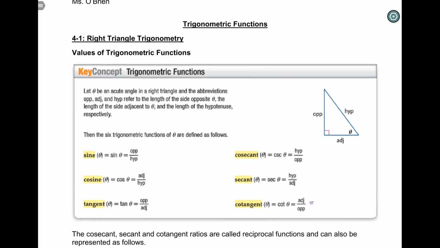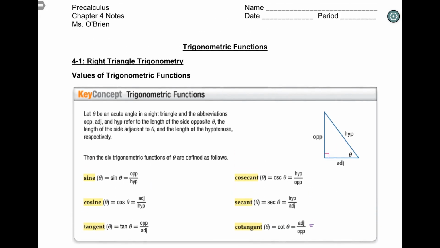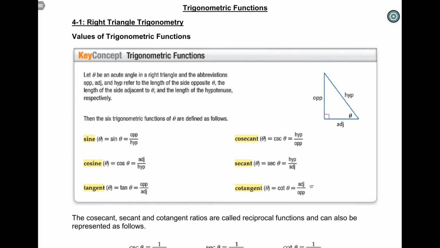Hello, welcome to Chapter 4, Trigonometry. So I'm going to do a screencast of Section 4-1, Right Triangle Trig. I'm hoping this is a review for most of you.